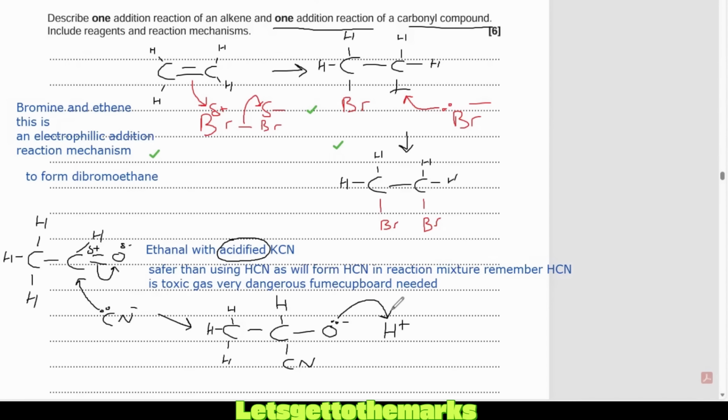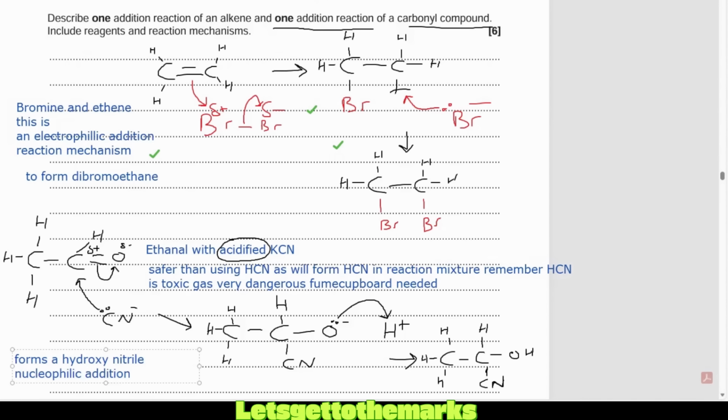And then our hydrogen ions, remember we used acidified KCN. You could have used acidified NaCN as well. And that hydrogen ion is now going to join on, and we are going to get an alcohol formed. And additional things here saying it's safer to use KCN rather than HCN. HCN, you'd need a fume cupboard. KCN, it will form HCN within the reaction mixture. It's a little bit safer.